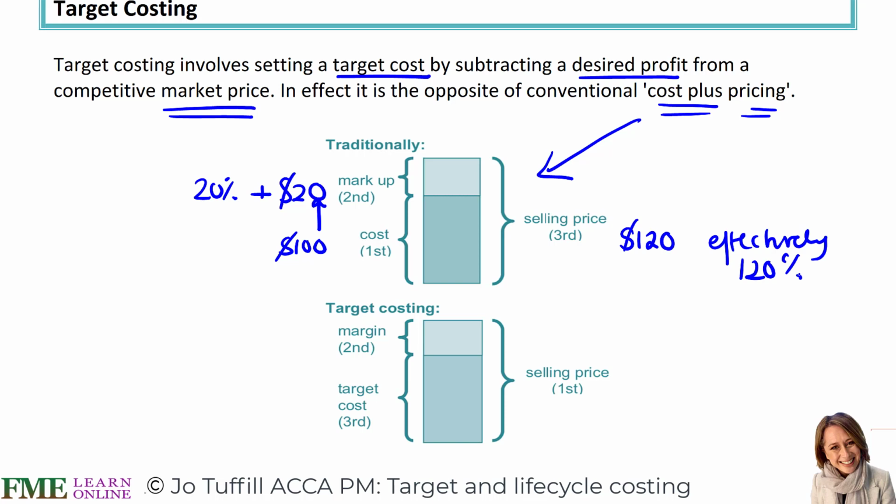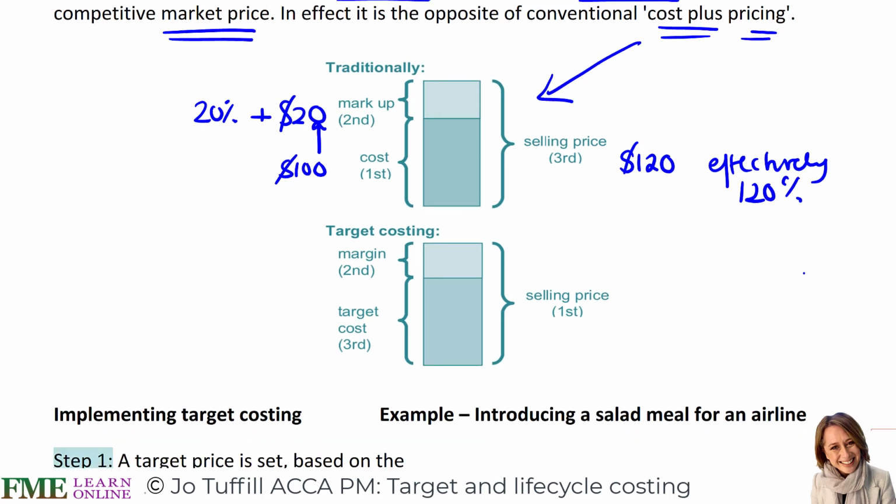But target costing does the opposite. First of all, we start with the price. Let's say the market could hold a price of $100, but we wanted to get a margin on that. And our margin, let's say, is 20%. That would also mean a 20 profit, but we would then take that 20 off the 100 to get our target cost, which this time would be 80. So it's a very different outcome.